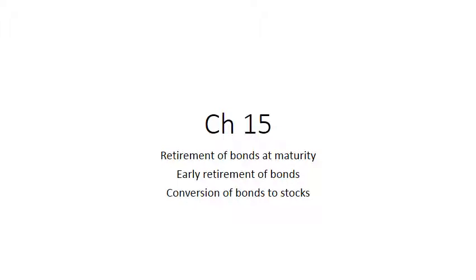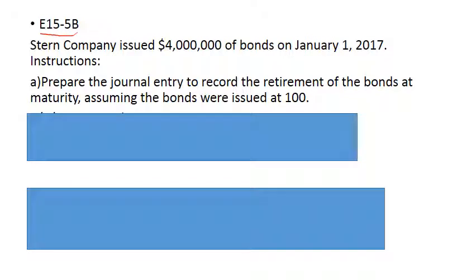This recording has an example of a retirement of bonds at maturity, an early retirement of bonds, and a conversion of bonds to stock. So this is based on exercise 15-5B. Stern Company has issued $4 million of bonds at par or face value, and those were issued on January 1st, 2017. So we're going to start with the journal entry to record the retirement of the bonds.